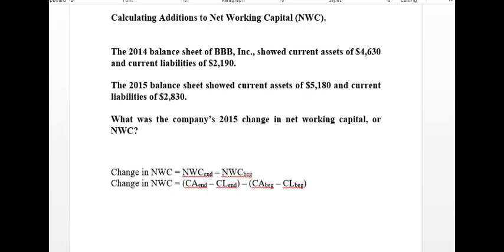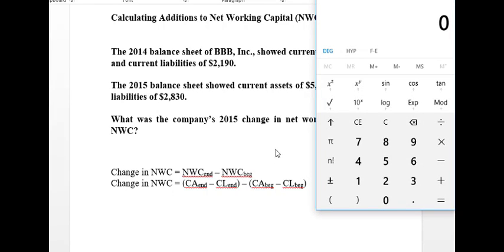Well, it's a simple equation. If you look where my mouse is going here, it's net working capital ending minus net working capital beginning. So the ending is the most current year, and then the beginning was the year that we're measuring against. So I'm just going to pull up the calculator here.